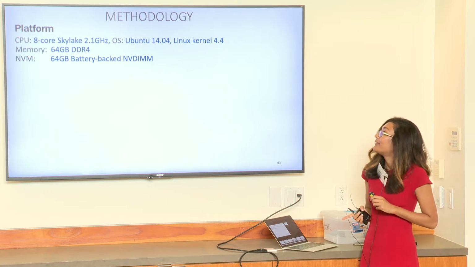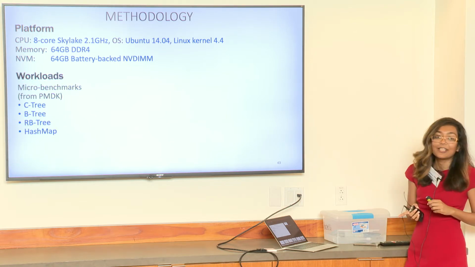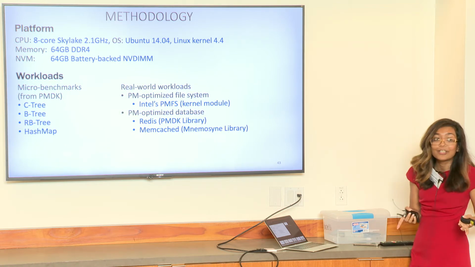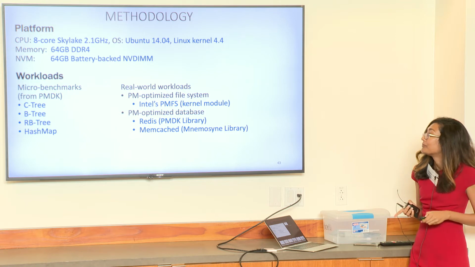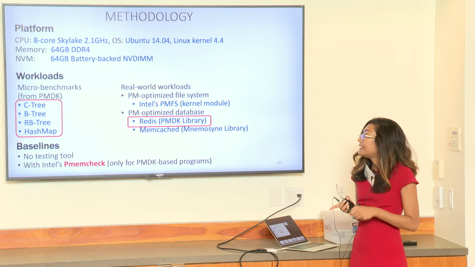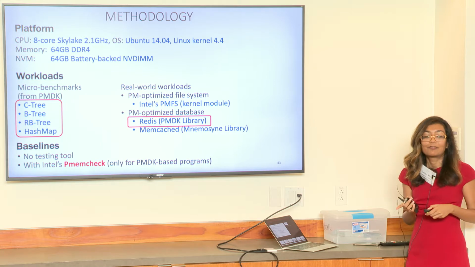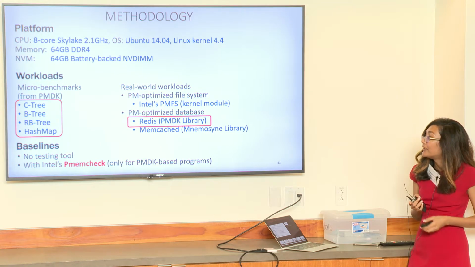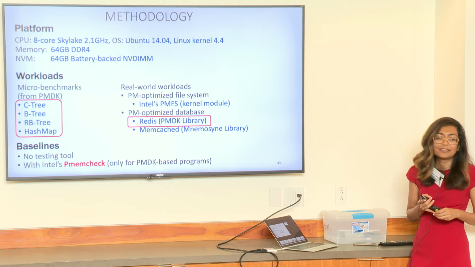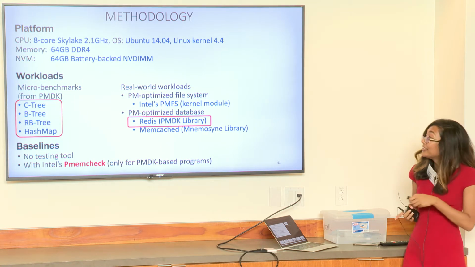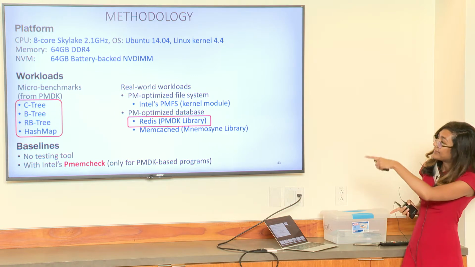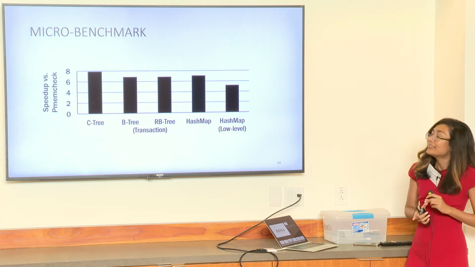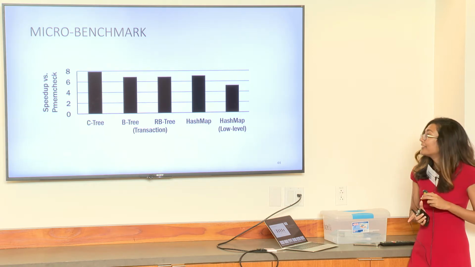For the results, we looked at some micro benchmarks from PMDK, and we also looked at some real-world workloads. The baseline is the native performance with no tool. We also compare with Intel's PMMcheck, which is a Valgrind-based tool that can only test a subset of the things we are testing. So this is the result for micro benchmarks.